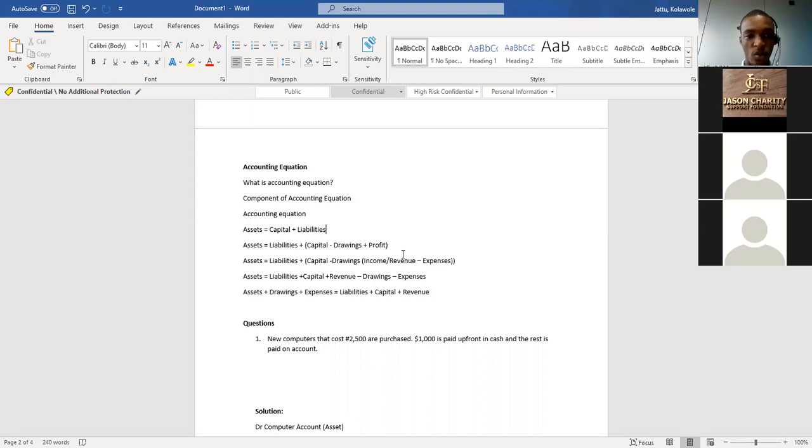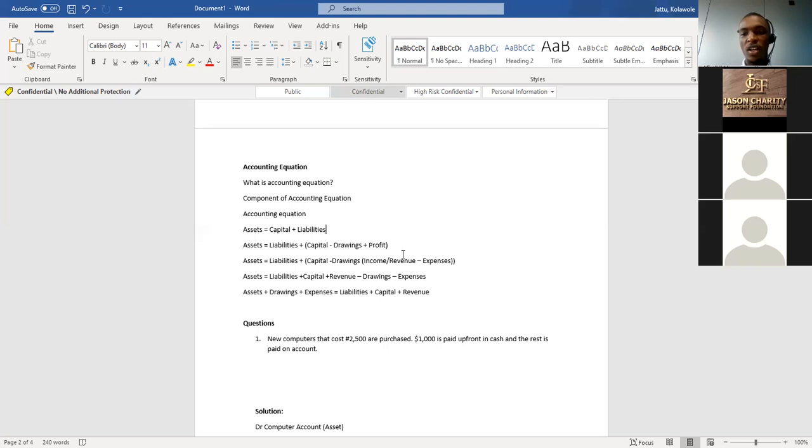So your assets will now be equal to, if you further break your capital down, as I've said, capital minus drawings plus profit. You can still further break it down, that profit part of it. It will now become assets equals liabilities plus open brackets capital minus drawings, open brackets, your profit, which is usually your income or revenue minus your expenses. So with that, you can now open your brackets. Your formula will now look like assets equals liabilities plus capital plus revenue minus drawings minus expenses.